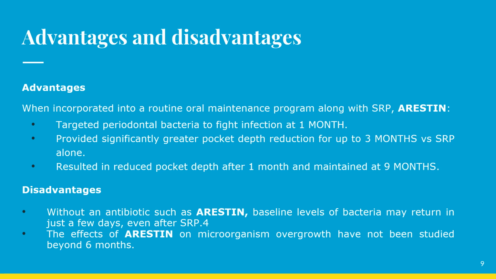Advantages: when incorporated into a routine oral maintenance program along with SRP, it targets periodontal bacteria to fight infection at 1 month, provided significantly greater pocket depth reduction for up to 3 months versus SRP alone, and resulted in reduced pocket depth after 1 month that was maintained at 9 months. Disadvantages: without an antibiotic such as Arestin, baseline levels of bacteria may return in just a few days even after SRP. The effects of Arestin on microorganism overgrowth have not been studied beyond 6 months.